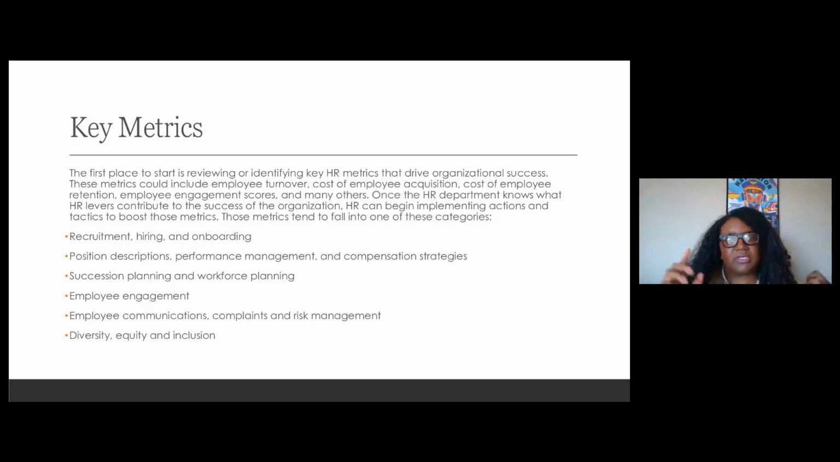Employee engagement, employee communications, complaints and risk management, diversity, equity, inclusion. So these are HR metrics overall. The main ones that we're looking at in this process are number one, recruitment, hiring, and onboarding, then number two, specifically position descriptions and compensation strategies, and then number three, succession planning and workforce planning.